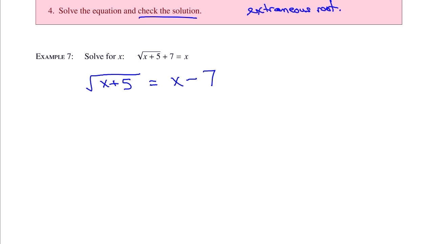Step 2, raise each side of the equation to the power of the index of the radical. Since we're dealing with a square root, and remember the 2 is not written on a square root, when the radical is presented without an index, it's understood to be index 2, which is a square root. So we're going to raise both sides to the second power. We're going to square them.